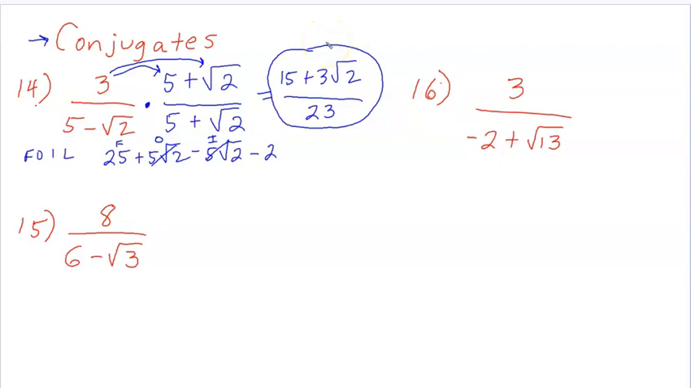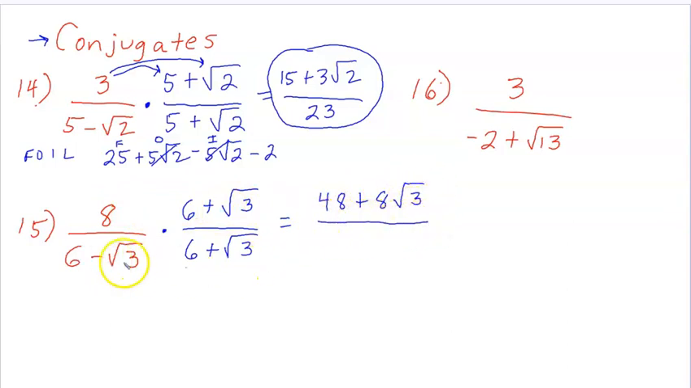All right, let's go down to number 15. The conjugate of 6 minus the square root of 3 is 6 plus the square root of 3. Let's look at that sign in between and change it. Pretty simple. And so let's do the distributive property on the top. 8 times 6 is 48, plus 8 times the square root of 3.